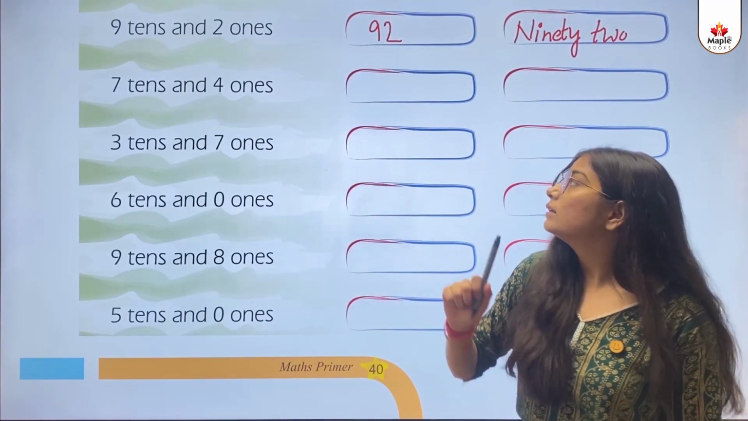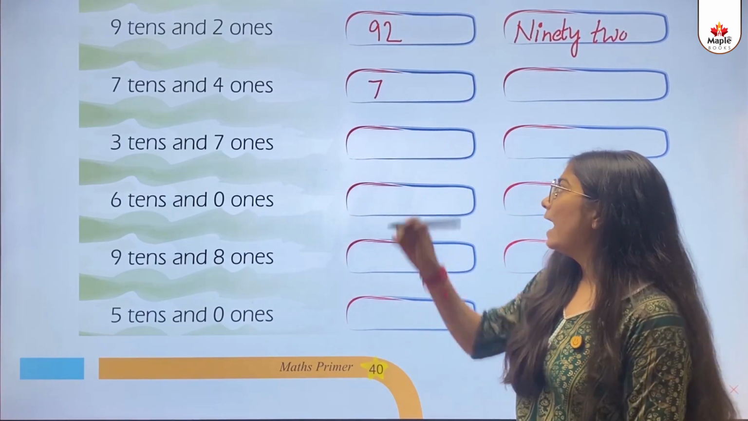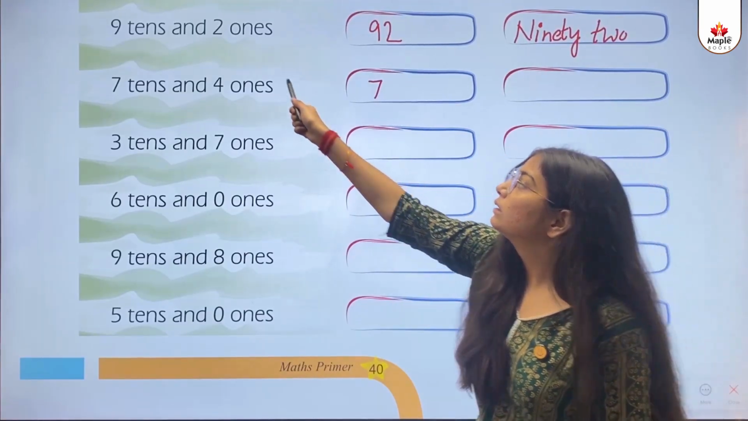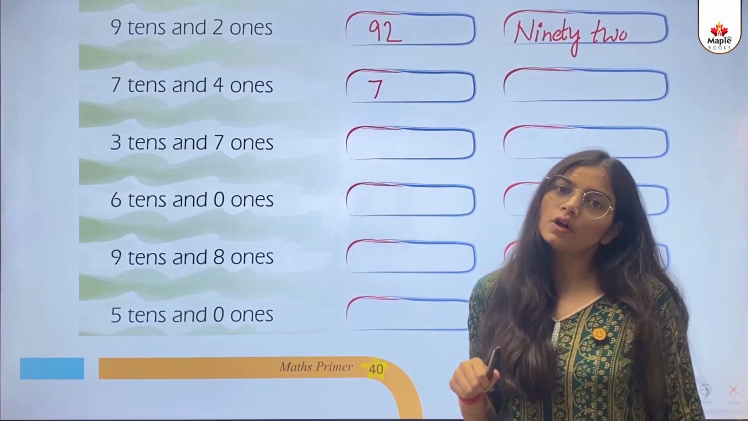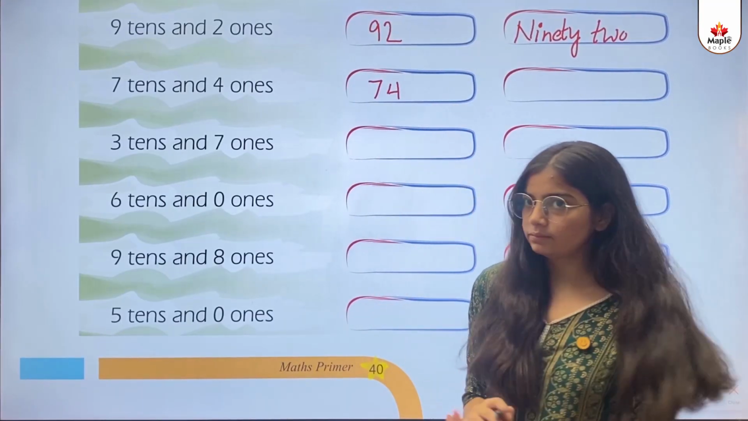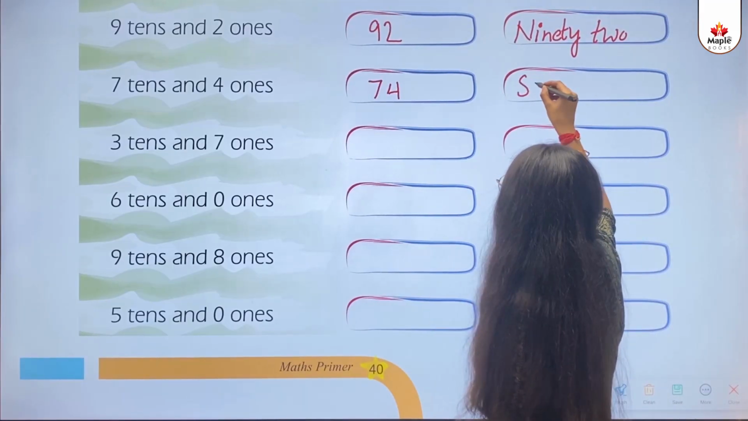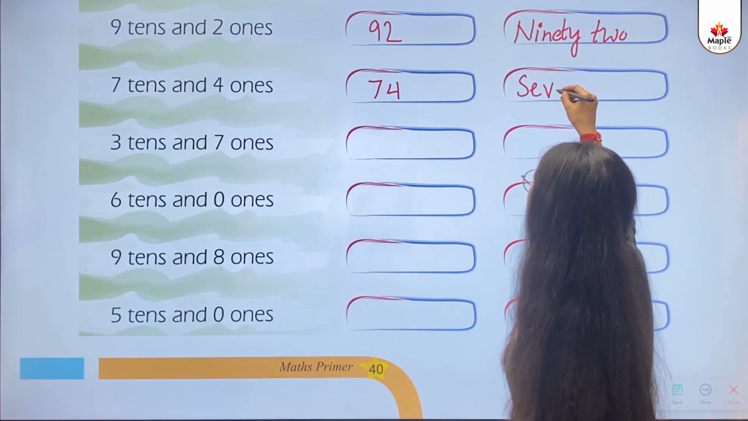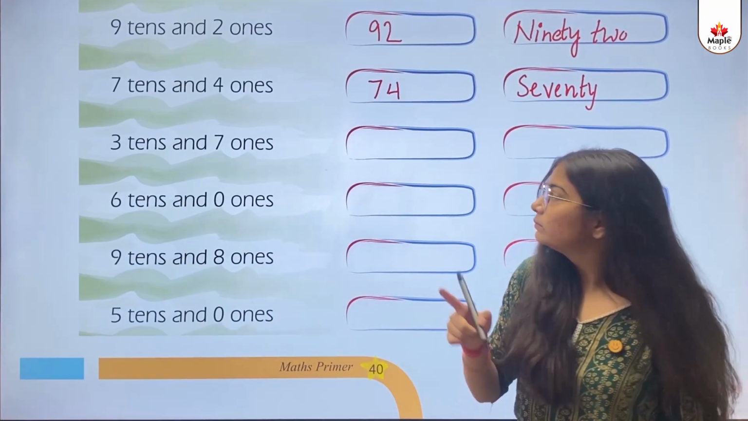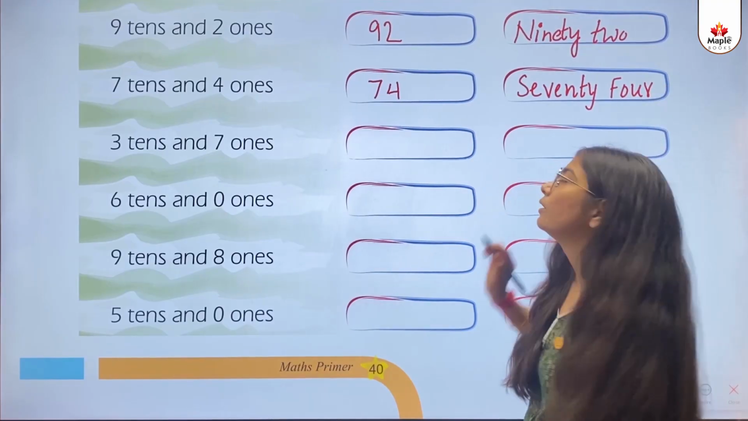Then 7 tens and 4 ones. What we write? 7, as it is on the tens place. And then what we write? 4, as it is on the ones place. So what makes it? 74. So we will write S-E-V-E-N-T-Y, 70. Then 4, F-O-U-R, 4.